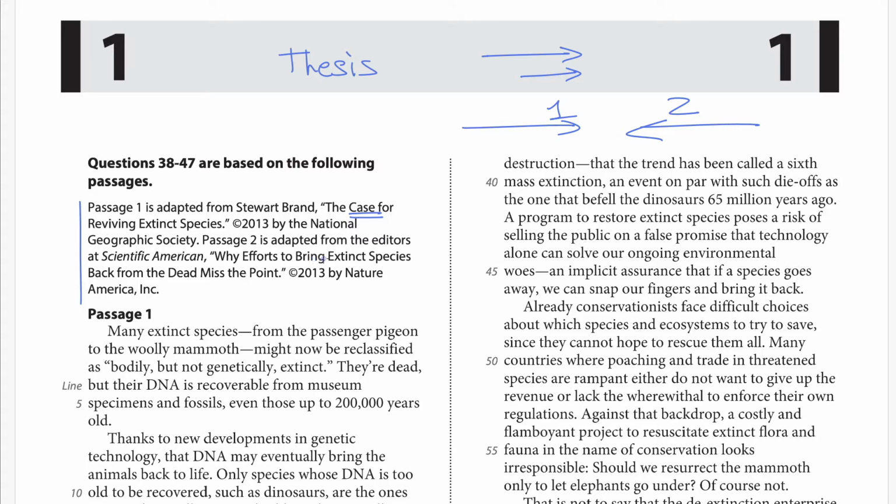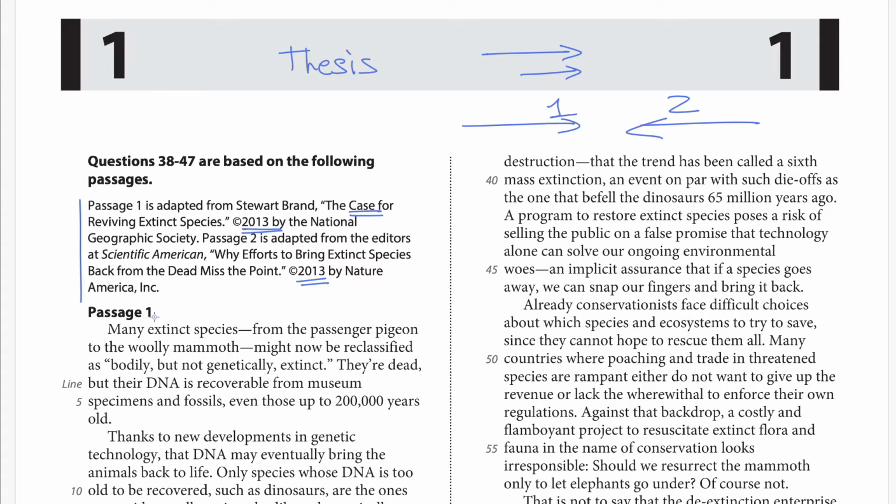All right. Now, the second passage is from Scientific American: Why the efforts to bring extinct species back from the dead miss the point. Okay, this is a fairly negative one, right? It's going against the first one. Remember, the first one is saying that we've got to revive the extinct species, and this guy is saying if you bring them back, it really misses the point. And also note the year of publication is very similar, so this is most probably a response to the first one. Okay, so let's get started.